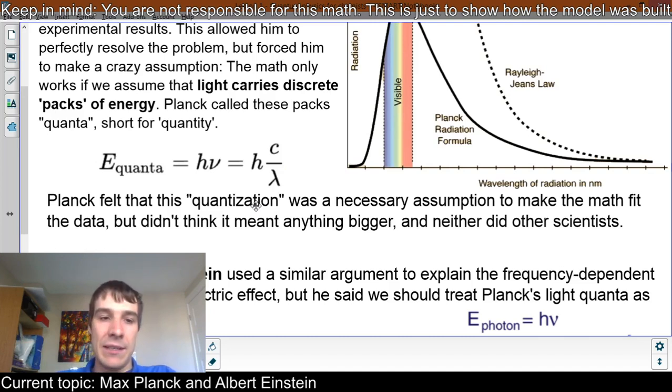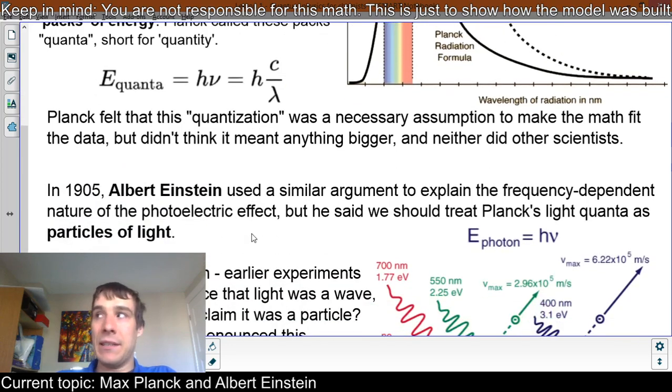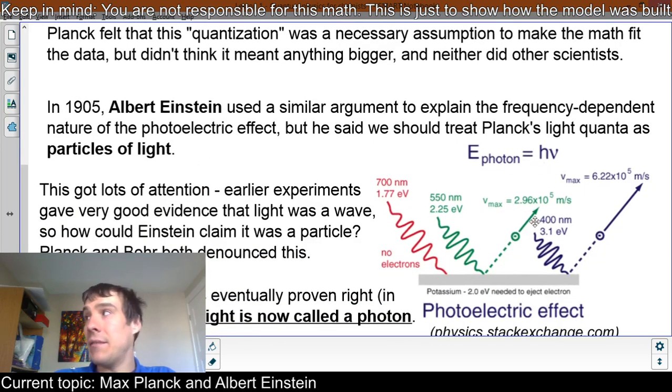Other people didn't either until 5 years later, this guy named Albert Einstein, for his PhD thesis, I think. It's a paper that he put out while working on his PhD. He took Planck's equation and applied it to a completely different thing, which was called the photoelectric effect, which had to do with how light knocks electrons away from different metals. People had noticed that no matter how bright of a red light you shine on a metal, potassium for example here, no electrons would leave.